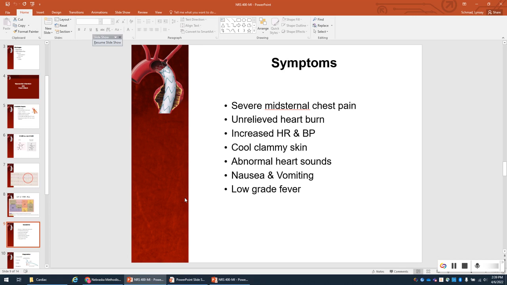So symptoms for these patients typically are on the spectrum as far as pain. It can look different in everyone. If any of you work in the ED, you know that some people come in and they say they just thought they had acid reflux. It didn't feel like a heart attack at all.